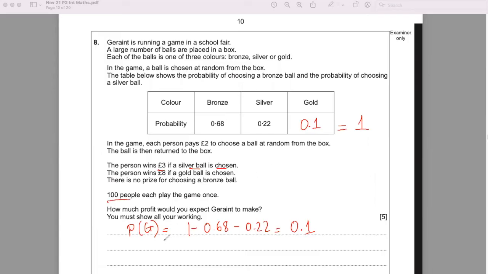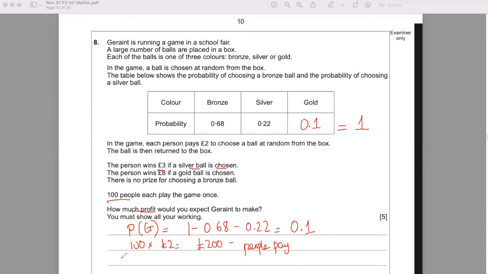So basically, if you want to work out how much profit, this is quite straightforward. You just have to work out how much the people are going to pay and how much the people are going to take if a person wins, for example. So you've got 100 people, and then they will pay. You just times it by 2, and that will be £200. And that's how much people pay. Now, how much people can take.